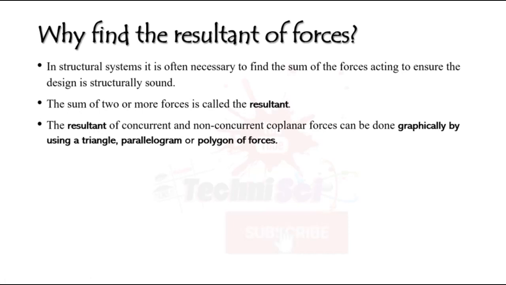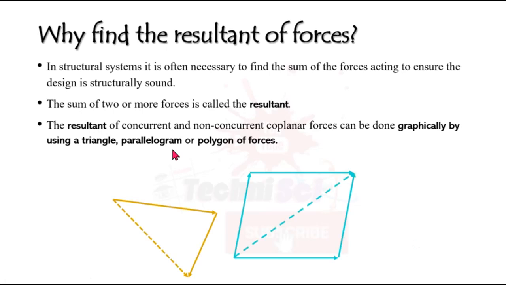Then finally, the resultant of concurrent and non-concurrent coplanar forces can be found graphically, and that's either using a triangle, a parallelogram, or a polygon of forces. And that's what we're going to explore. So you have your triangle method, your parallelogram method, and then your polygon. Now, please note the polygon, the triangle, and the parallelogram may not necessarily look like these. It's dependent on the forces that are acting in the system.